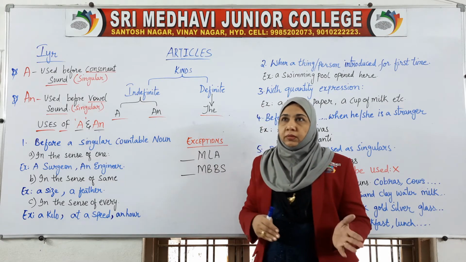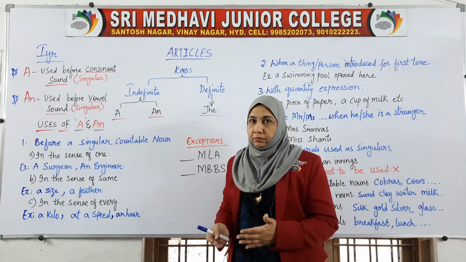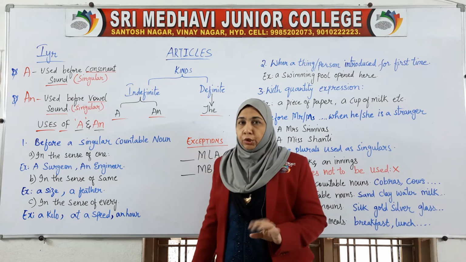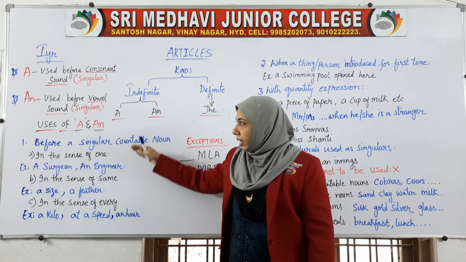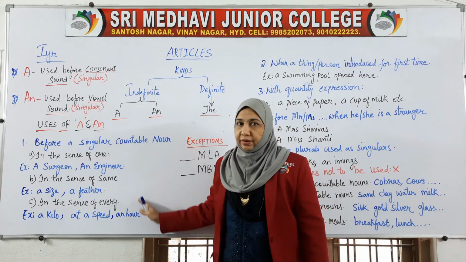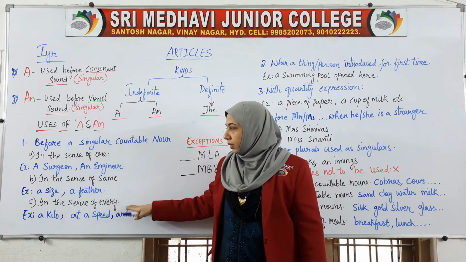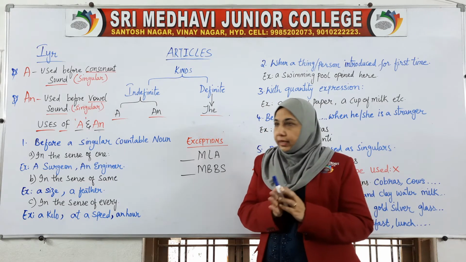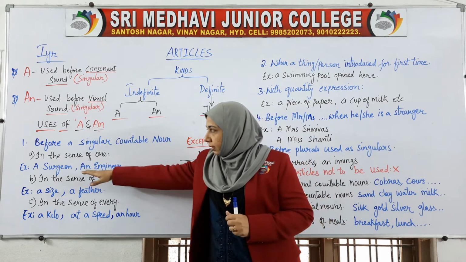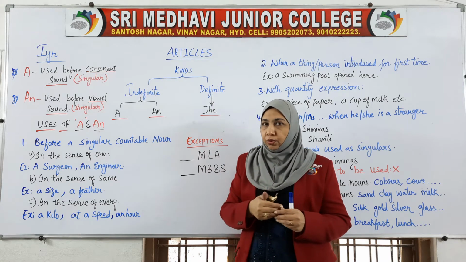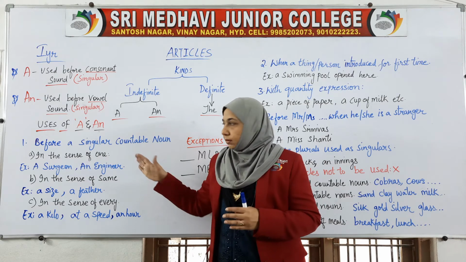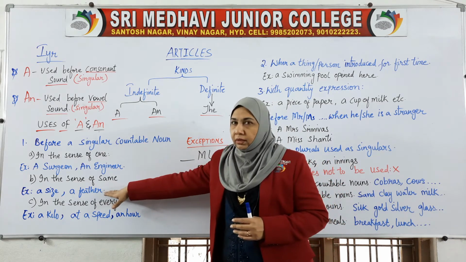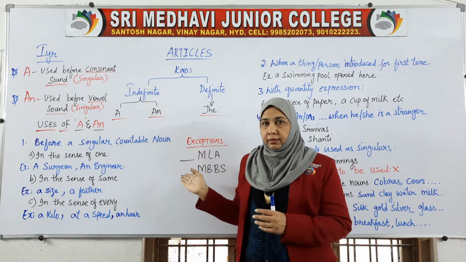The test is of an hour. Here, in all the tests, it is for an hour, only one hour test for you people to write. So in that sense we are using it. Before a singular countable noun we have three categories: in the sense of one, in the sense of same, and in the sense of every. Don't get overwhelmed and confused. Try to understand the meanings, and when you get the examples it will become easier to get an idea of the uses of the indefinite article a or an. Here we use it only before consonant sounds or vowel sounds.